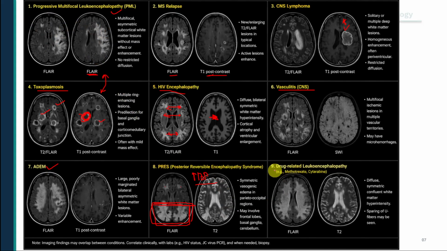Drug-related leukoencephalopathy, such as with methotrexate or cytarabine, often shows diffuse, symmetric, confluent white matter T2 or FLAIR hyperintensity, usually with minimal enhancement. Some patterns may spare U fibers. The history of chemotherapy or neurotoxic medication is the major clue. In contrast, PML is related to JC virus reactivation in the setting of impaired cellular immunity.